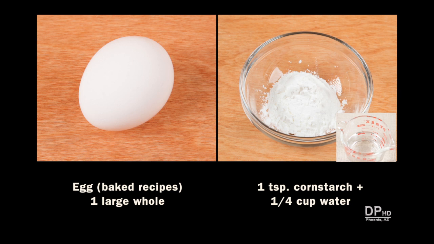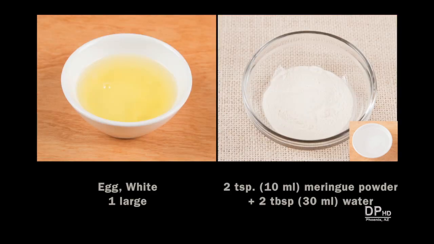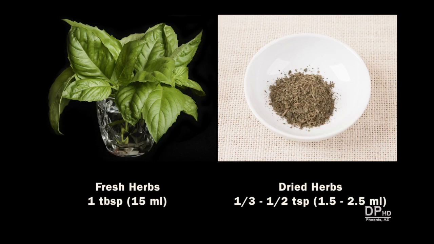For eggs used in baked recipes, you can substitute 1 teaspoon of cornstarch dissolved in 1/4 cup of water. You can also substitute 2 egg yolks combined with 1 tablespoon of water. 2 teaspoons of meringue powder dissolved in 2 tablespoons of water, or as specified by the manufacturer, is equivalent to 1 large egg white.